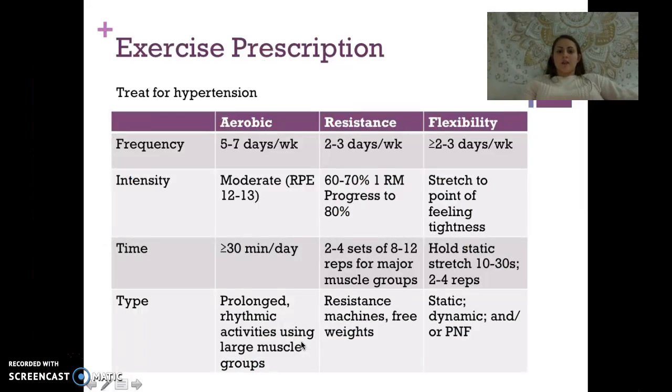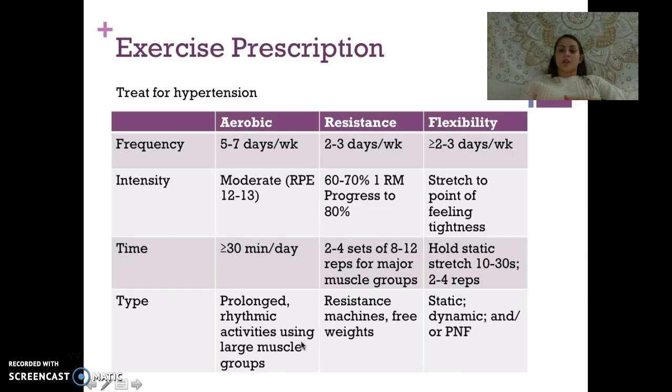So according to the ACSM guidelines, I would be treating her for her hypertension and obesity. So she should perform aerobic exercise 3 to 7 days a week at a moderate RPE, greater than 30 minutes a day. She should participate in resistance exercise 2 to 3 days non-consecutively at 60 to 70% of her 1RM for 2 to 4 sets of 8 to 12 reps.